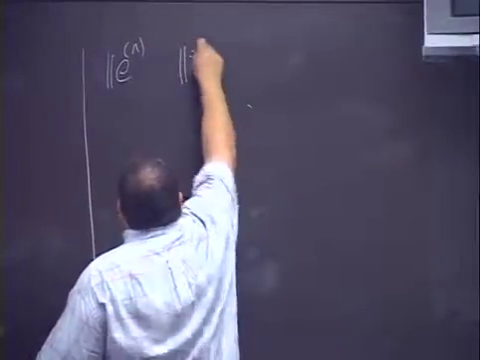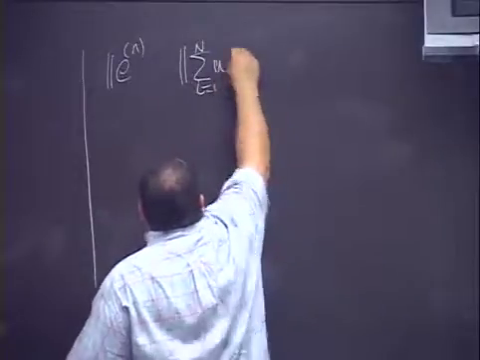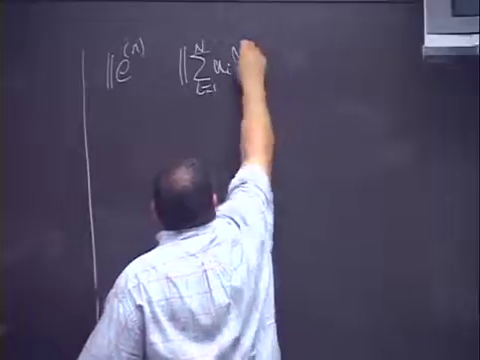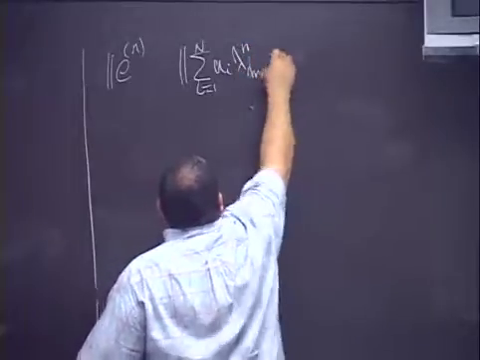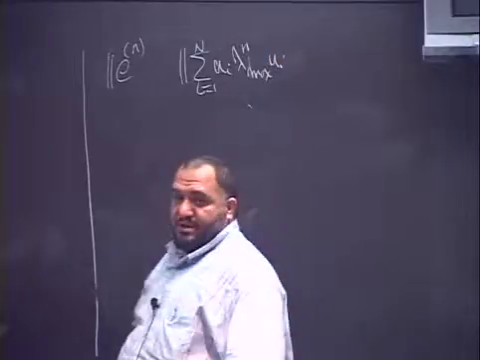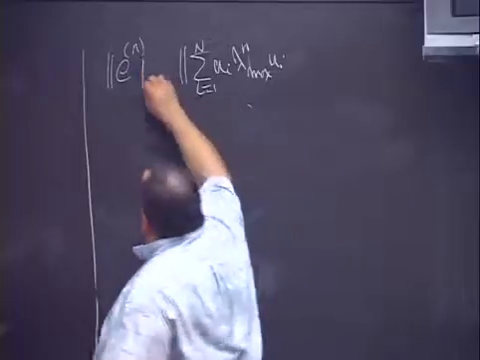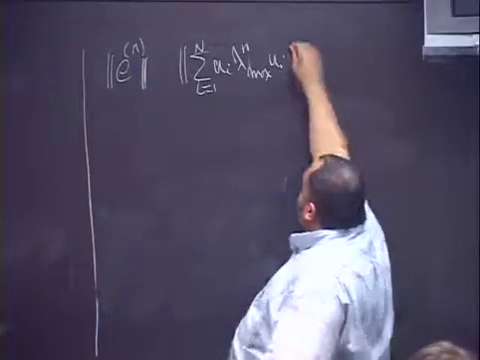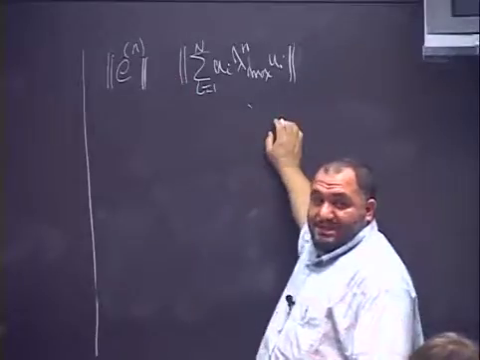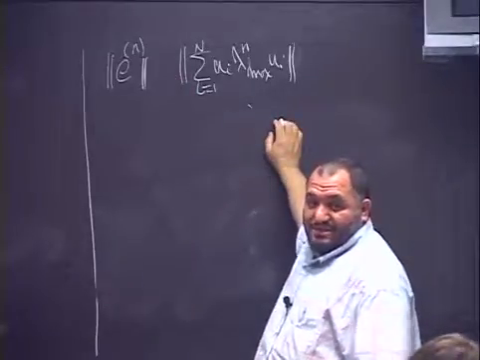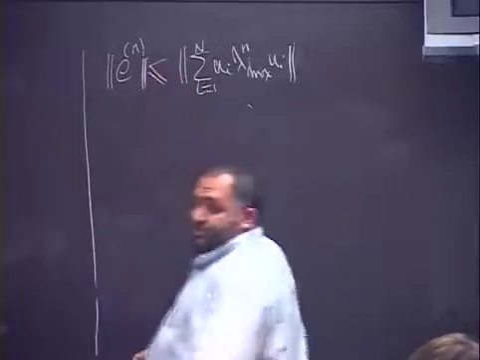Summation i equals 1 to n of a_i lambda_i to the power of n. I replace lambda_i by the maximum lambda_i. So what should I put here? Less than? Yeah, exactly. So I have to put less than or equal.